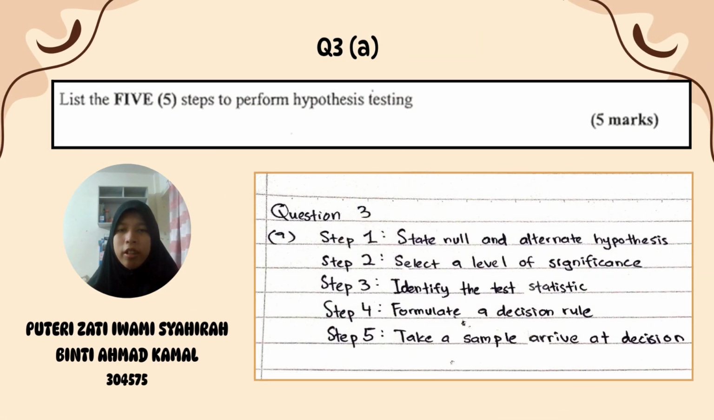So we continue at question 3. The question asks us to list 5 steps to perform hypothesis testing. So the first step is we state the null and alternate hypothesis. Step 2, we select a level of significance. Step 3, we identify the test statistic. Step 4, we formulate a decision rule. And the last step is we take a sample and arrive at a decision.